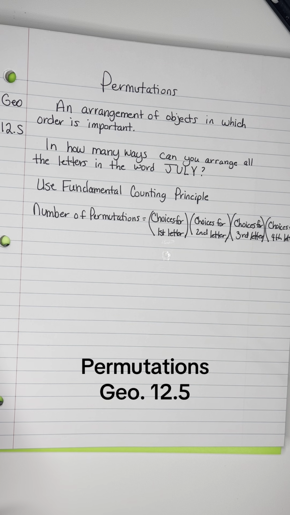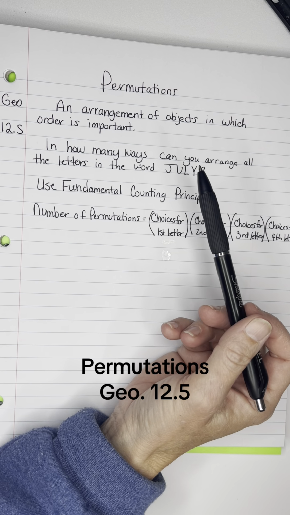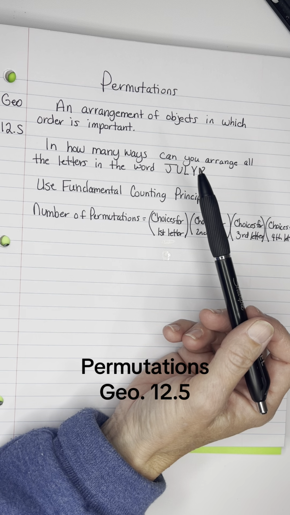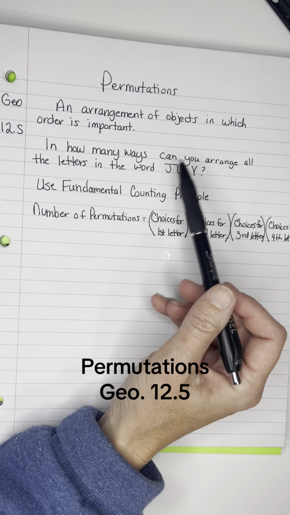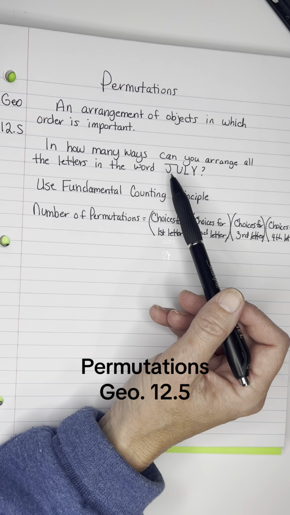Right, let's talk about permutations and combinations. In this first video here, we'll just be about permutations. That's where you have an arrangement of objects in which the order is important. Like if I said, how many ways can you arrange the letters in the word July? Order would be important there.